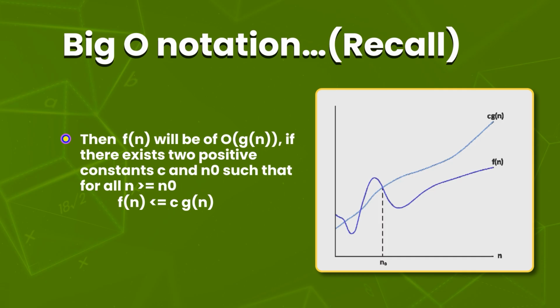There exist two positive constants. What are they? One is C, another is n0. So n0 is the point after which Cgn is going to be greater than or equal to Fn, or in other words, Fn is going to be less than or equal to Cgn. That is the basic definition of upper bound, and the same applies in this particular case.